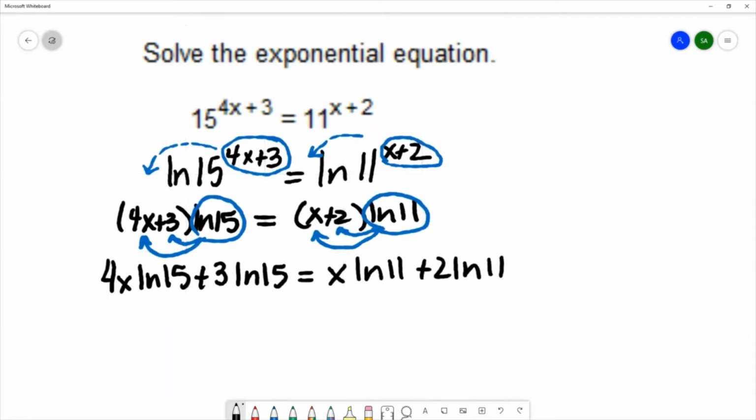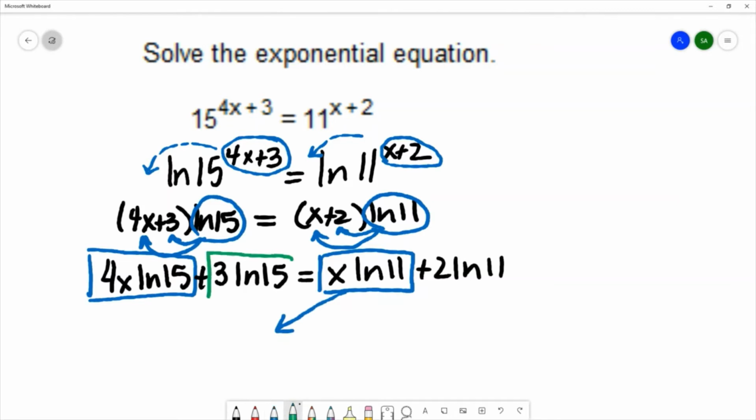Now I want to group the terms that have x to one side of the equation. So this term has x, and this term has x. So to group them together, I'm going to move this x to the other side. And we have some terms that don't have x, and we want to group those terms without x on one side. So I'm going to go to the other side with the terms that don't have x.